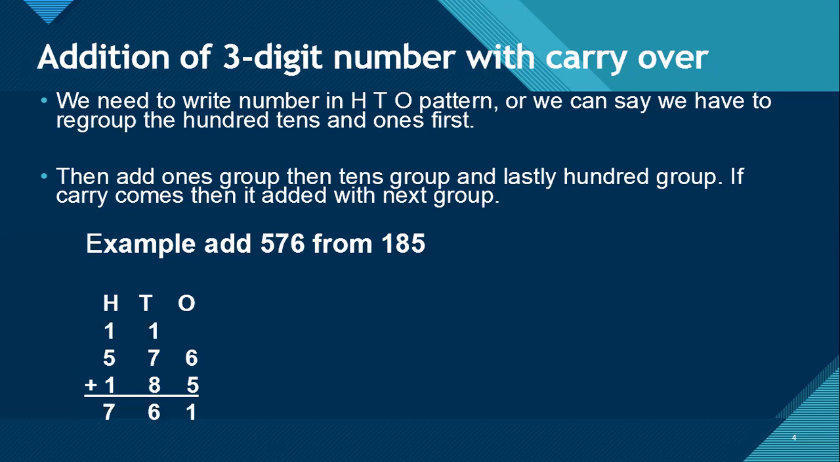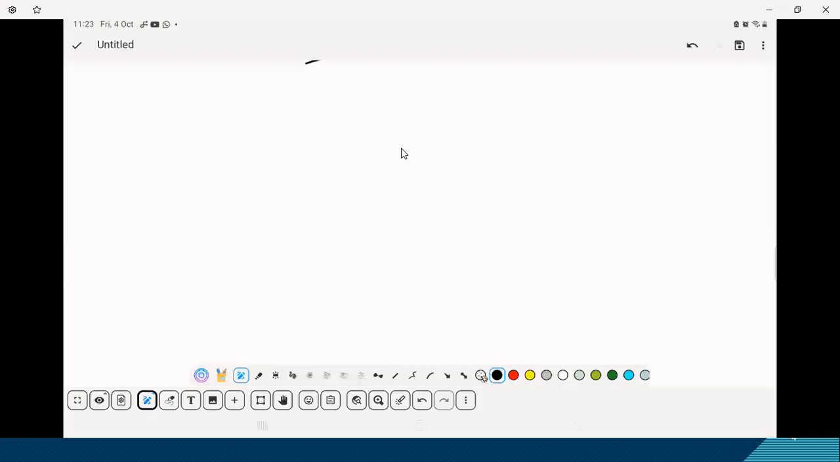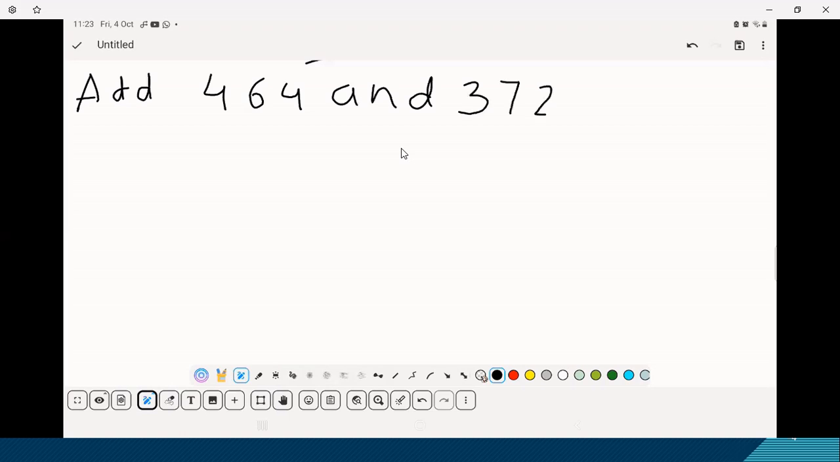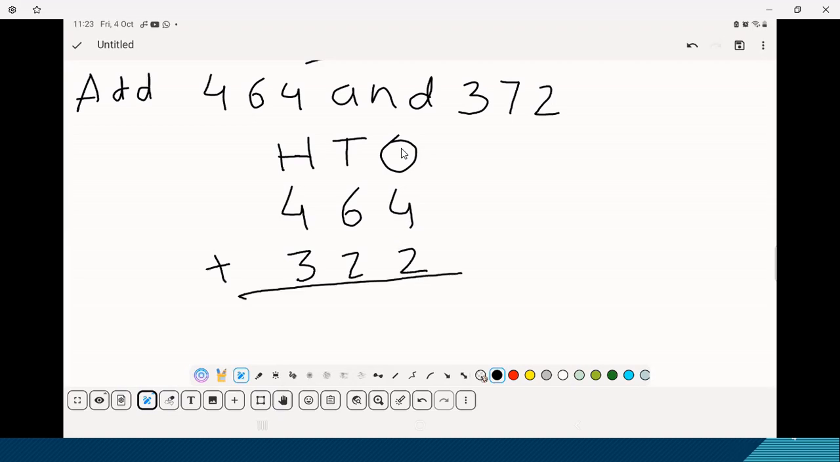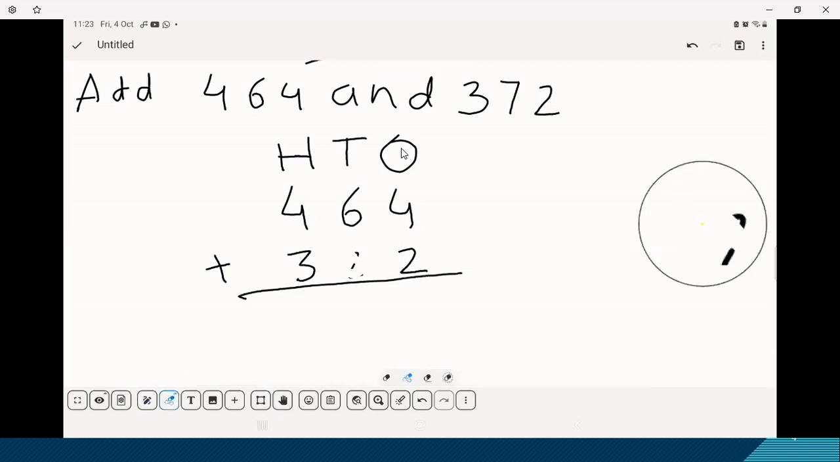So let's quickly go to the whiteboard. Now we have to add with carry. Add 464 and 372. Suppose that we have this problem. Now write the number in HTO pattern, 464, and add 372. This is 7 actually. So we'll write 7.